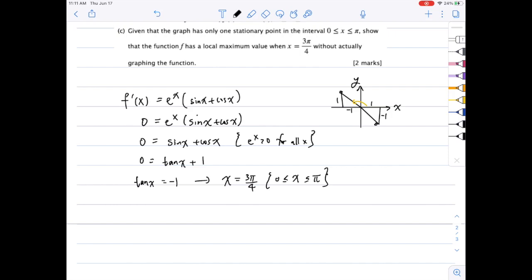Okay, now what we need to do is show that this function has a local max value when x is 3/4 of a pi. For this, you can just make a sign diagram. So you could say f prime of x has a sign diagram.